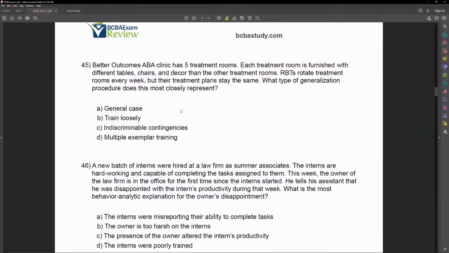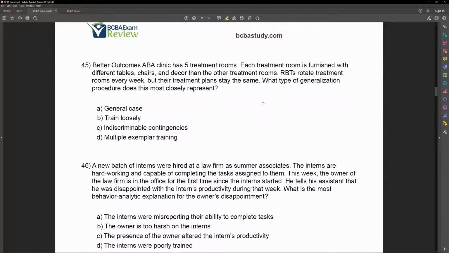45, Better Outcomes ABA Clinic has 5 treatment rooms. Each treatment room is furnished with different tables, chairs, and decor than the other treatment rooms. RBTs rotate treatment rooms every week, but their treatment plans stay the same. What type of generalization procedure does this most closely represent? So we know we have several different types of generalization interventions.